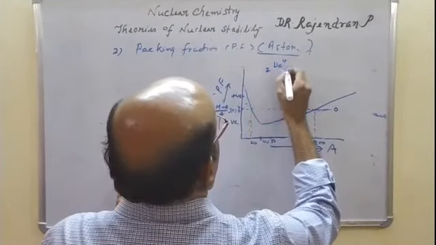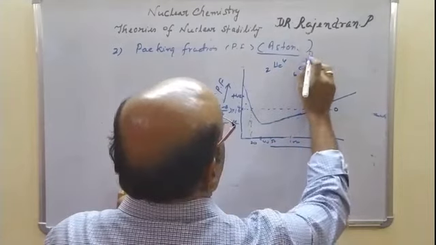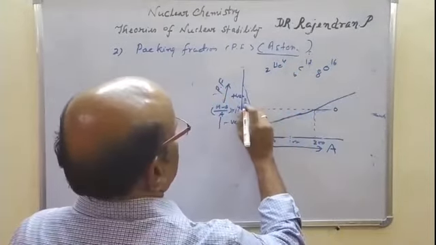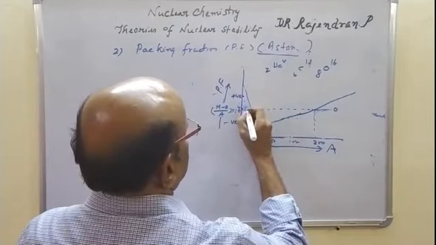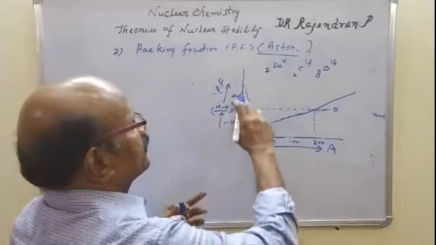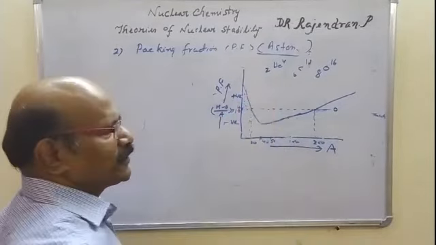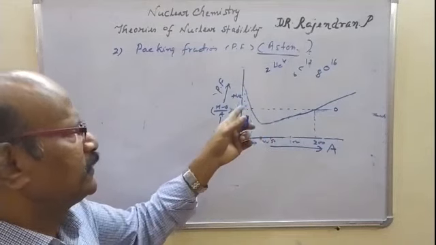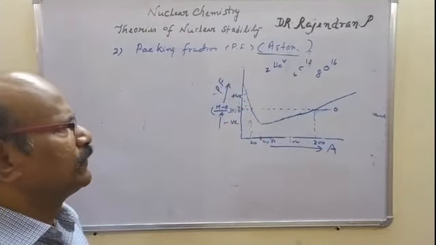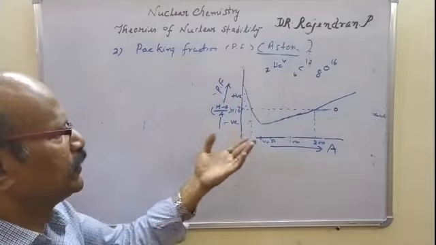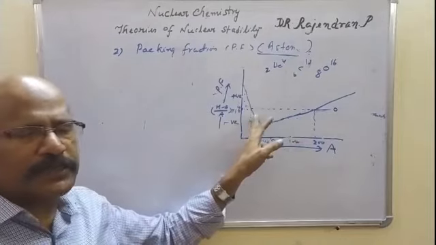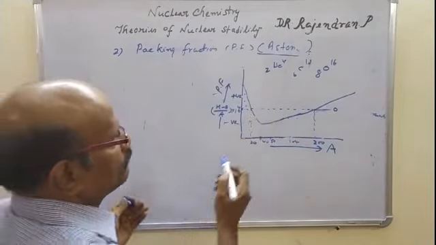2He4, carbon 12, oxygen 16. All this does not come here. So they will not fall in these curves. Hence they are said to be stable. But all other nuclei with a mass greater than 20, or approximately 40, become stable because their packing fraction becomes negative.